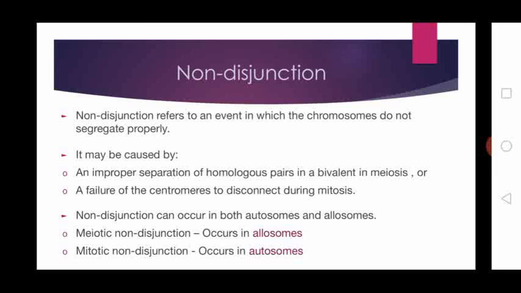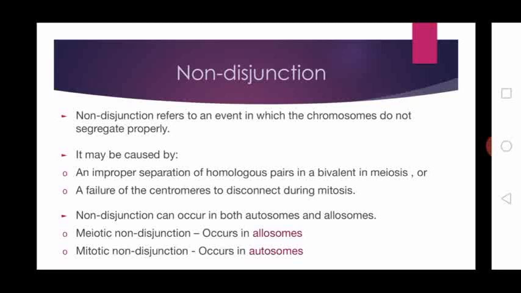The term non-disjunction refers to an event in which the chromosomes do not segregate properly. Usually, chromosomes are separated and move to the opposite poles after anaphase. You all know the cell division phases: prophase, metaphase, anaphase, and telophase. During anaphase, the chromosomes split at the centromere and move to the opposite poles. This process is known as disjunction. So the chromosomes disjoin at the centromere and move to the opposite poles. In non-disjunction, that process does not occur properly.